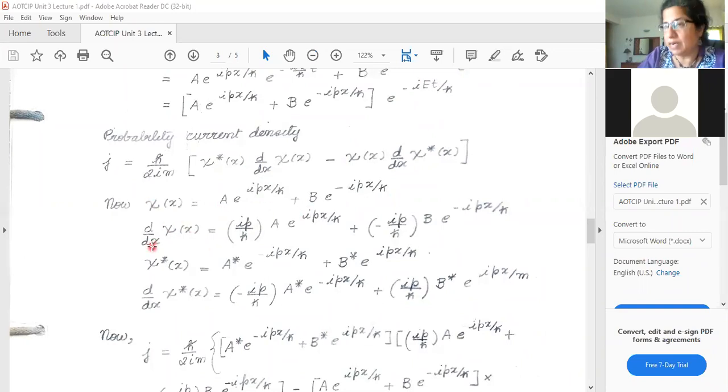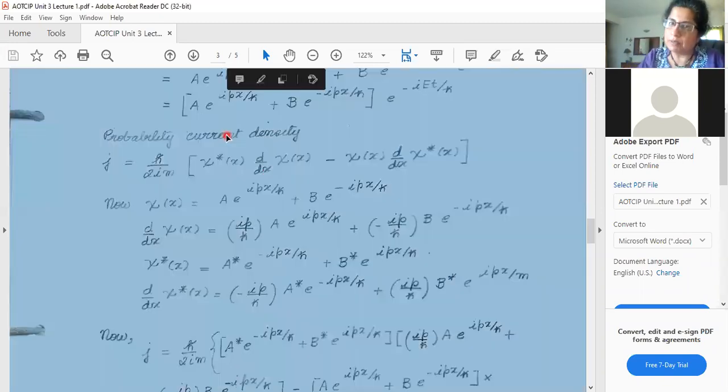I have done a derivative with respect to x, and you will get this as your solution. Of course, you will have an iP by H cross, which will come out. And remember, I had written it in terms of k, right? But P by H cross is nothing but, P is what? H cross k. So if I have P by H cross, it's nothing but k. And then it will reduce to the format that you had earlier. But here, let us just stick to P by H cross because that is how the problem was stated.